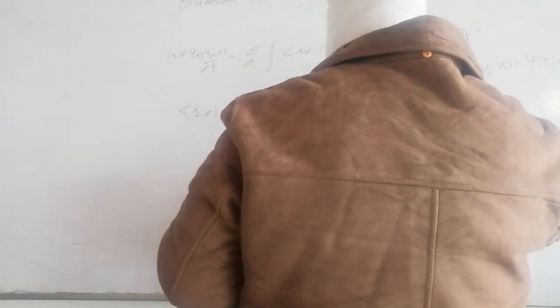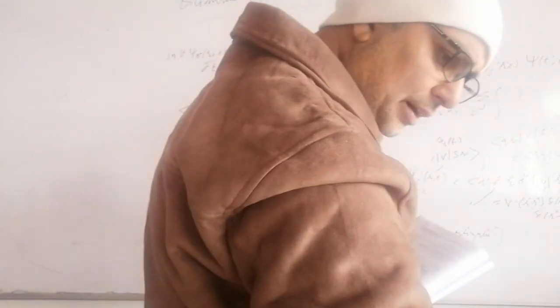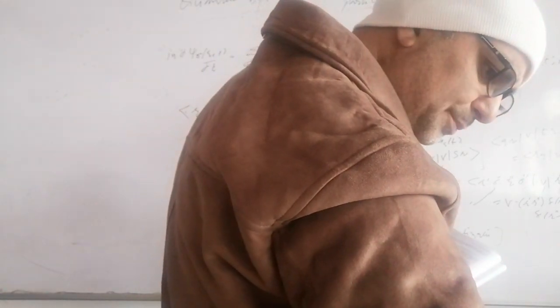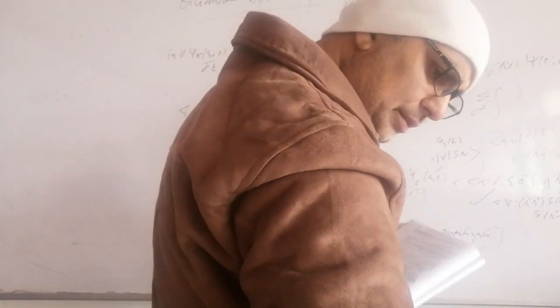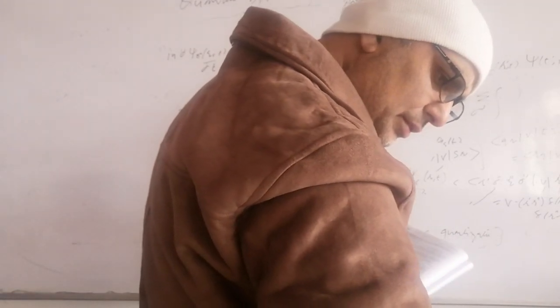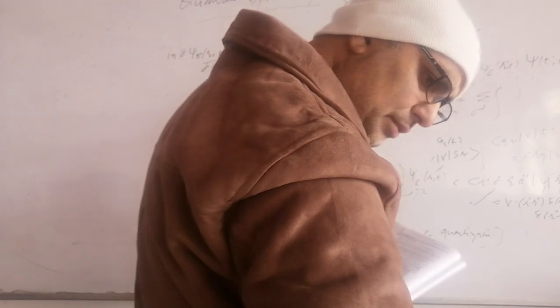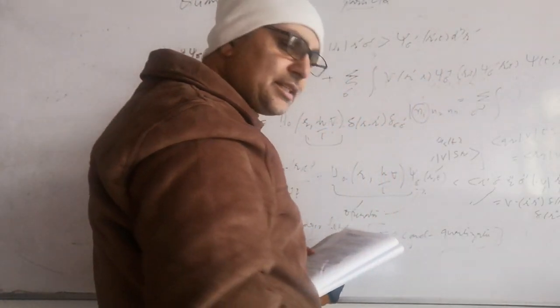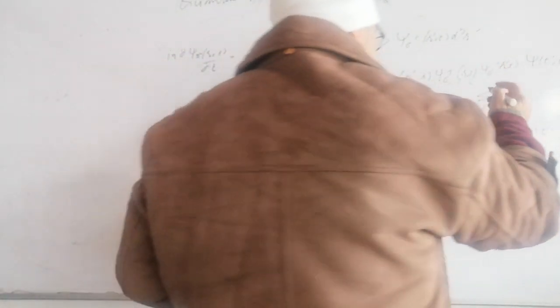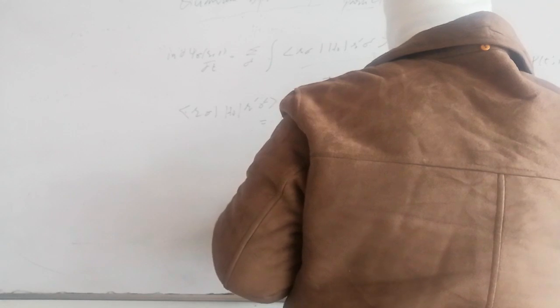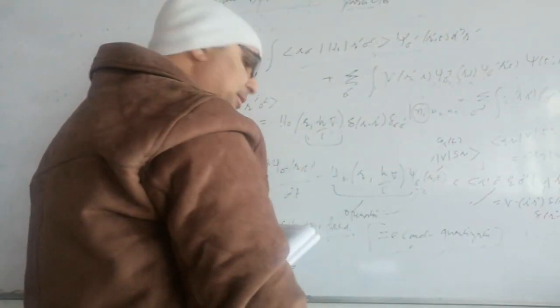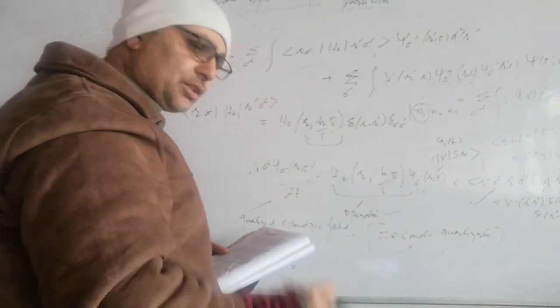If the space is somewhat constant, you can say that this is equivalent to this, V of r prime, psi sigma r prime, p dt r. So it can be calculated from the equations of motion which we know already.